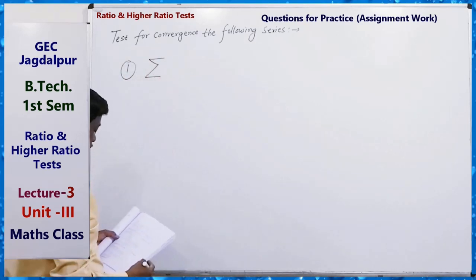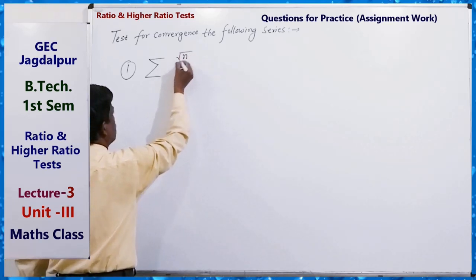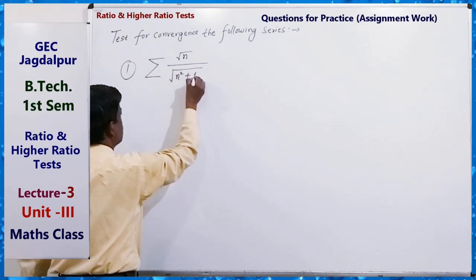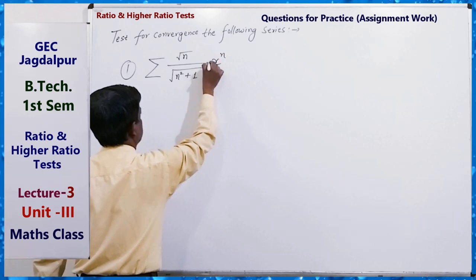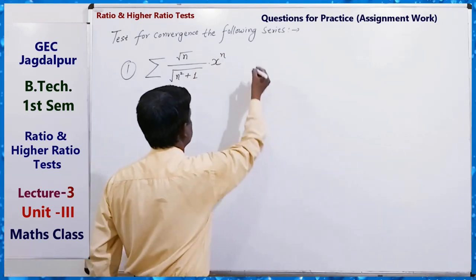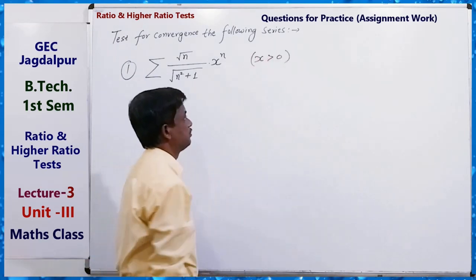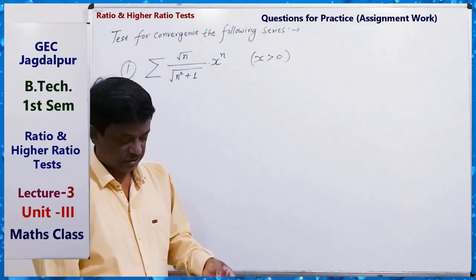The series is root n upon root n square plus 1, x to the power n, where x is greater than 0. This is the first question. Clear? Now the second question.